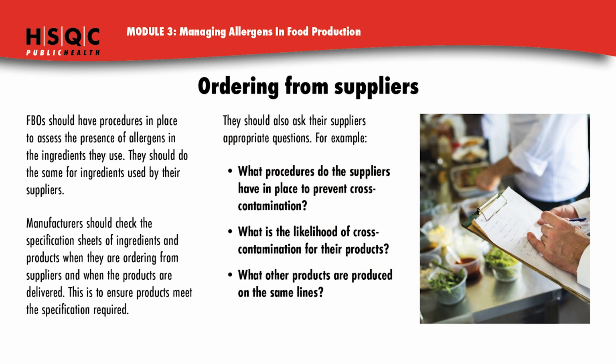Ordering from suppliers. FBOs should have procedures in place to assess the presence of allergens in the ingredients they use. They should do the same for ingredients used by their suppliers. Manufacturers should check the specification sheets of ingredients and products when they are ordering from suppliers and when the products are delivered. This is to ensure products meet the specification required.